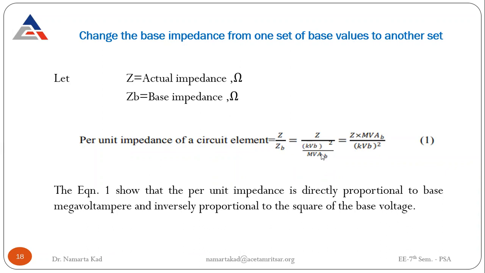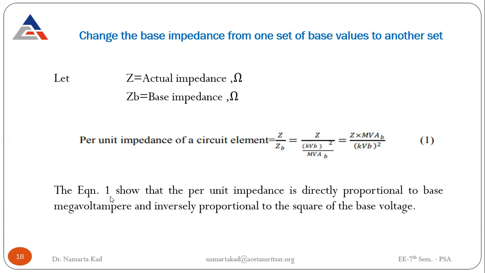We can also write it like this. The base impedance can be written as kV base square divided by MVA base. Now take this MVA base into the numerator, so this formula comes. Mark it as equation number 1. Just write down this formula in your notebooks also.